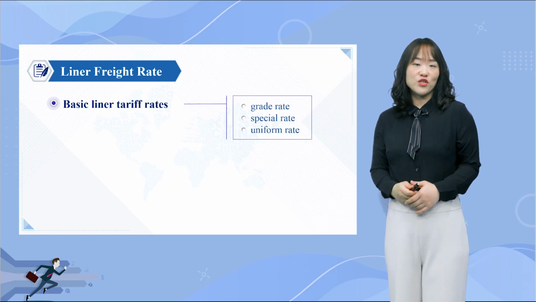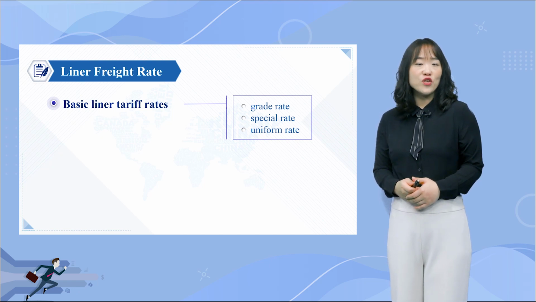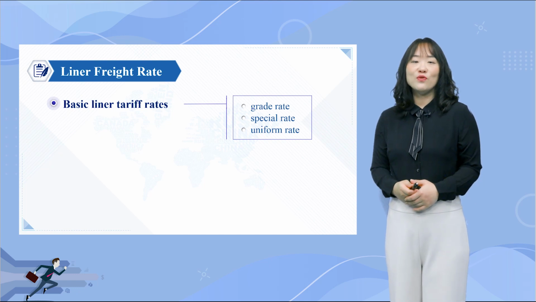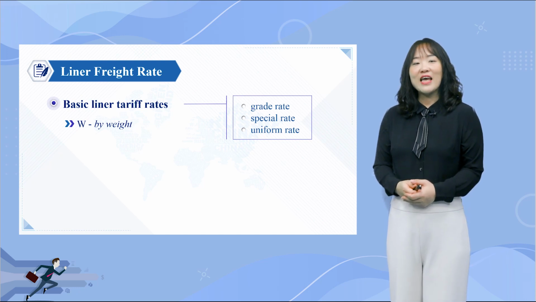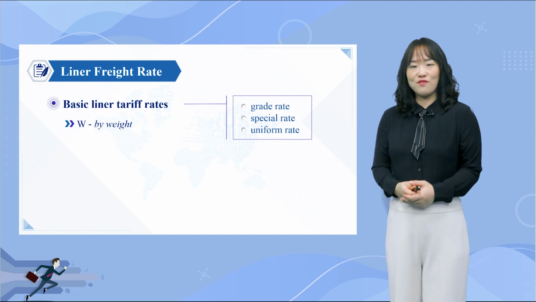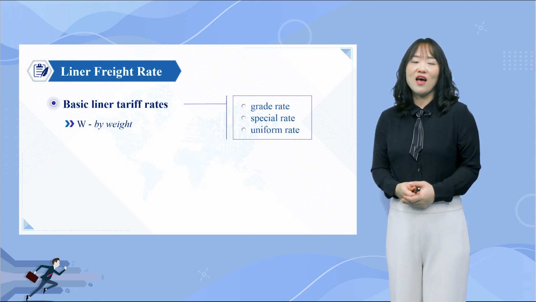Basic rate refers to the basic freight charged for the goods of each billing unit. The basic freight can be divided into grade rate, special rate, and uniform rate. For general cargo, the basic liner tariff rates are assessed on either cargo weight, measurement, or value. First, by weight. It is indicated by W in the liner freight tariff. The freight rate is charged according to gross weight in terms of weight ton. Heavy cargo is usually charged on this basis.